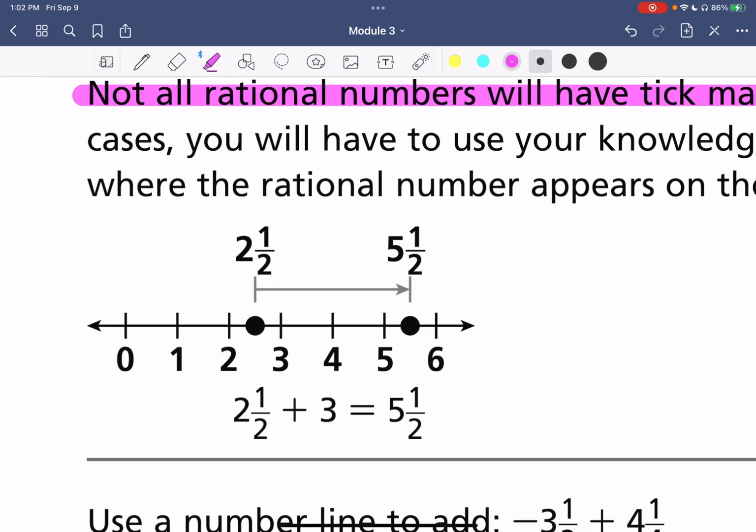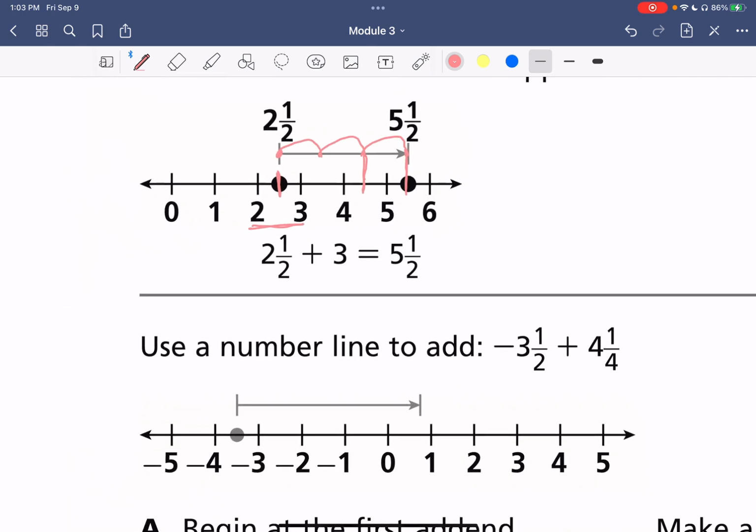So for example, here we have 2.5 plus 3 equals 5.5. So we would start halfway in between our 2 and 3 here, because that'll be our 2.5 mark. And then we're going to add 3. So we're going to add 1, 2. So right now I'm at 4.5. 2, and then 3. So now I'm at 5.5. And that is where we land for that addition problem.